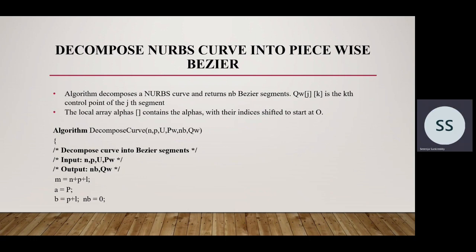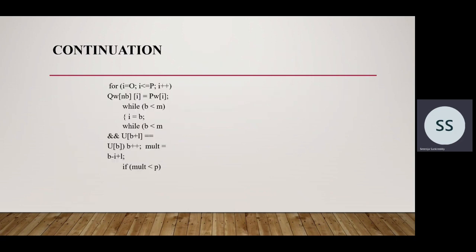When it comes to decomposing the NURBS curves into piecewise Bezier form, the algorithm decomposes the NURBS curve and returns NB Bezier segments Q, j, k, which is the kth control point of the jth segment. The local array alphas contains alphas with their indices shifted to start at 0. Here we can see the algorithm DecomposeCurve, where np and Pw are the inputs and nb and Qw are the outputs, where nb is the number of Bezier segments and Qw is the control points, a 2D array, and Qw is the kth control point of the jth segment.